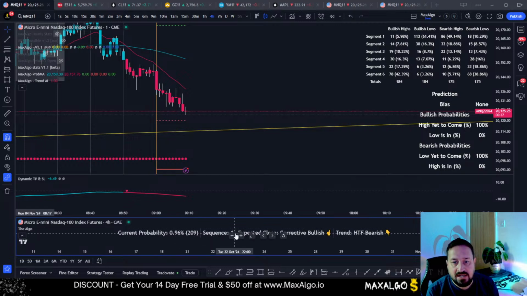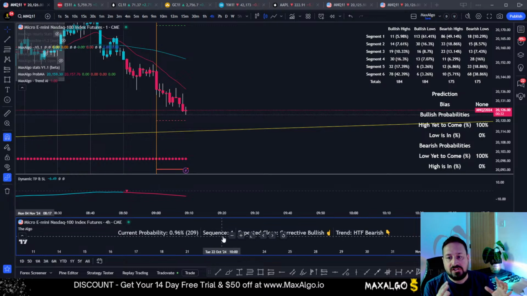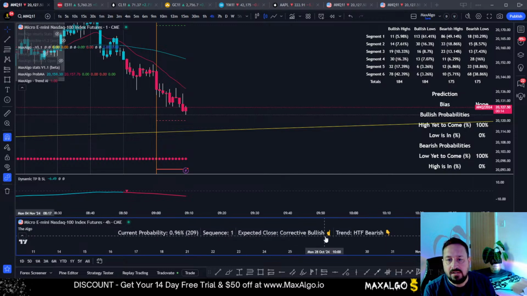There are 80 different sequences, and it goes back on the chart and finds all those different sequences, and success is if it predicts bullish or bearish and it happens. If it does, it's success. If it doesn't, it's failure, right? We predicted a bullish close, but only 0.96% of the last 209 times this sequence happened did it close bullish.